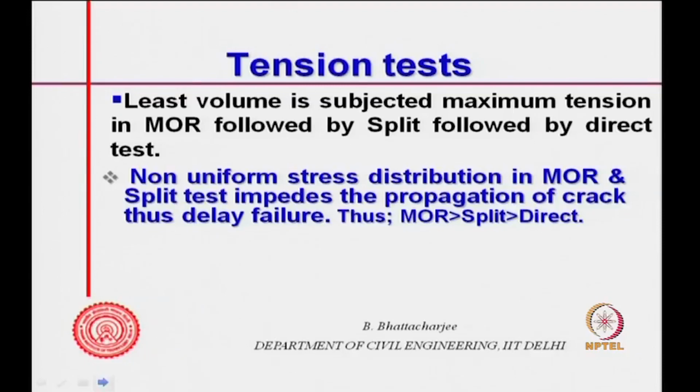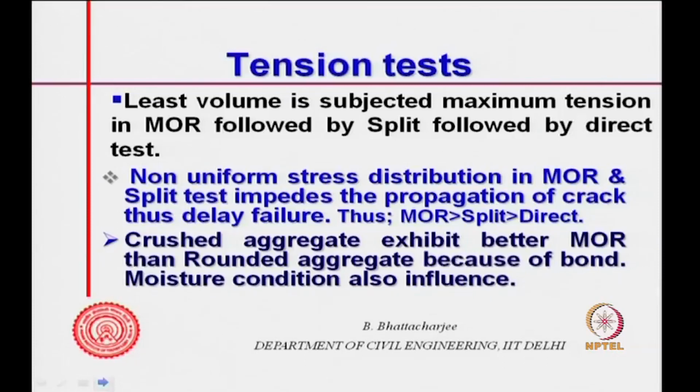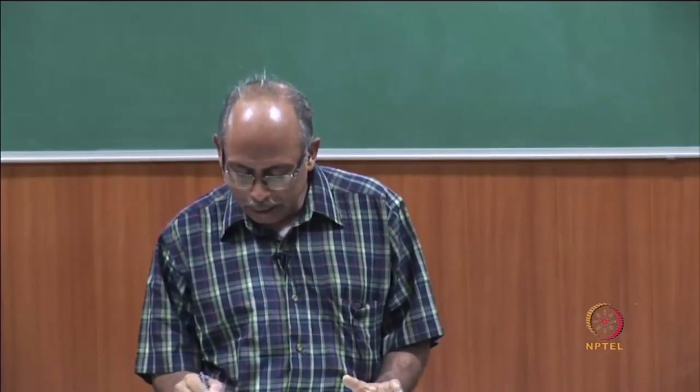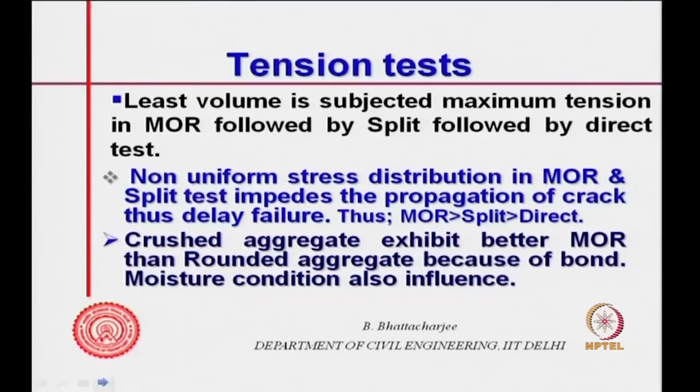Non-uniform stress distribution in MOR, that is modulus of rupture, and the split test impedes the propagation of cracks, thus delaying failure. We have discussed this. Crushed aggregate exhibits better modulus of rupture than rounded aggregate, and because of bond and moisture condition also. So, bond is very important here. Crushed aggregate has a rough surface, with some undulation. Rounded aggregate surfaces might show different split behaviour.